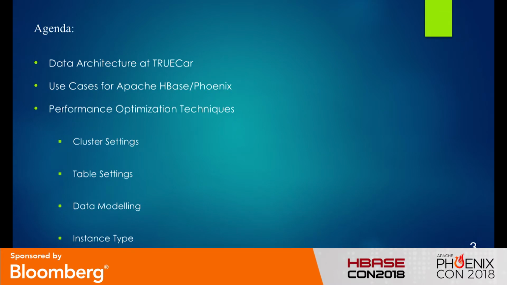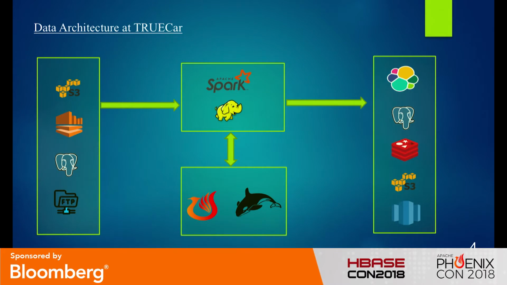In the agenda, at a high level, we are going to cover the data architecture at TrueCar and the cases for which we use Apache HBase and Phoenix. Then the performance optimization techniques: cluster settings, table settings, data modeling, and the EC2 instance types that we use in AWS. Around 2 years ago at TrueCar, we started a project called Capsella, where we wanted to migrate our infrastructure from the data center to AWS. As of now, almost 80–90% of data engineering jobs are running in AWS.